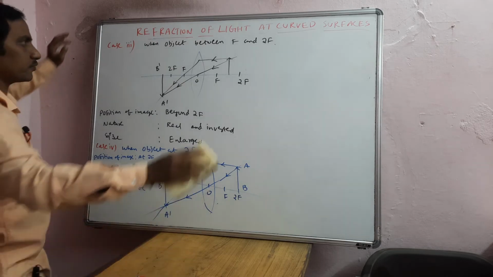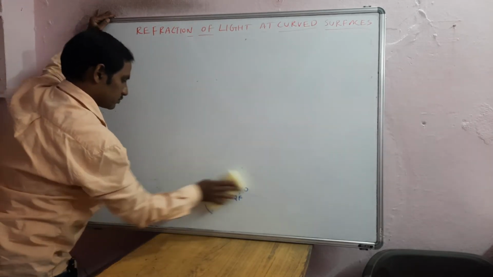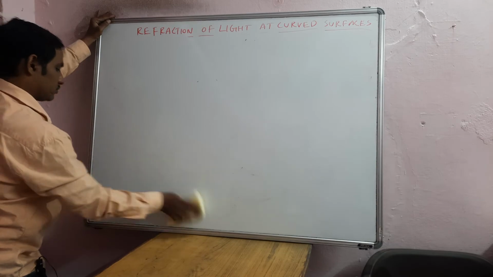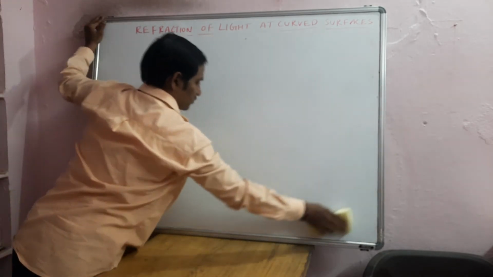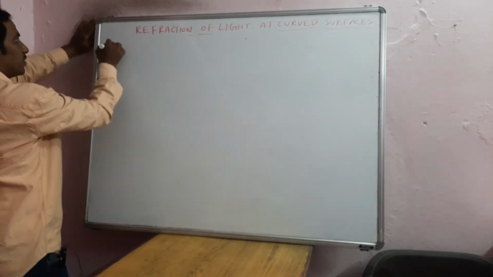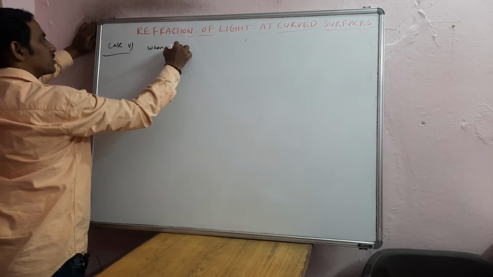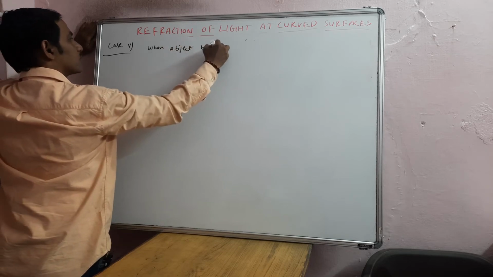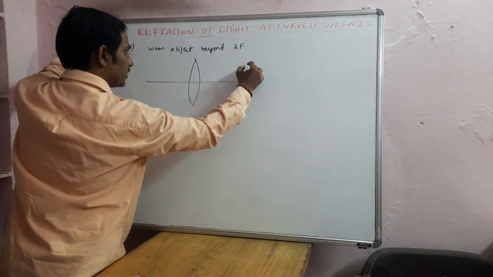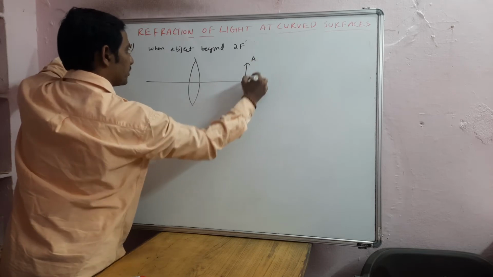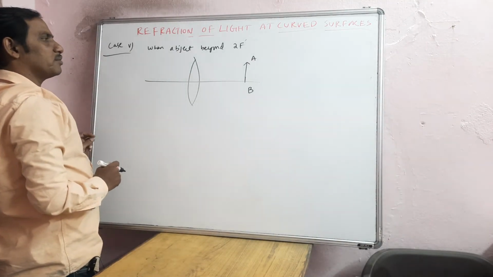Students, you can pause the video and see. So fifth case, case 5, when the object is beyond 2F. Beyond 2F means when you take the object beyond 2F, the image will be formed between F and 2F, and the image will be, of course, diminished.